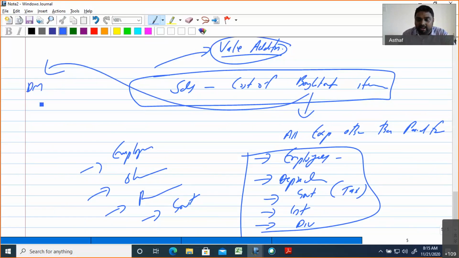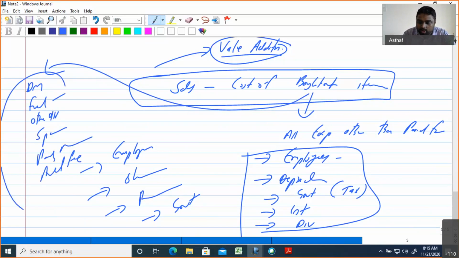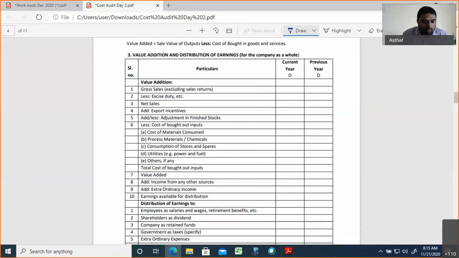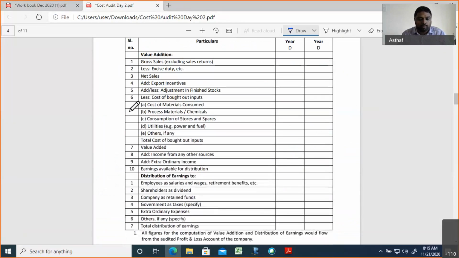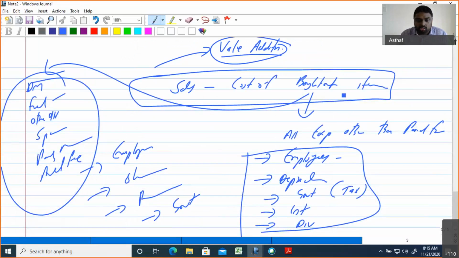What is your direct material, fuels, then other overhead? Other overhead: fuel, spares, packing material, audit fee. This all comes under what? Cost of bought out material. So for your benefit, I have given the format also. The general format is sales less cost of bought out goods.